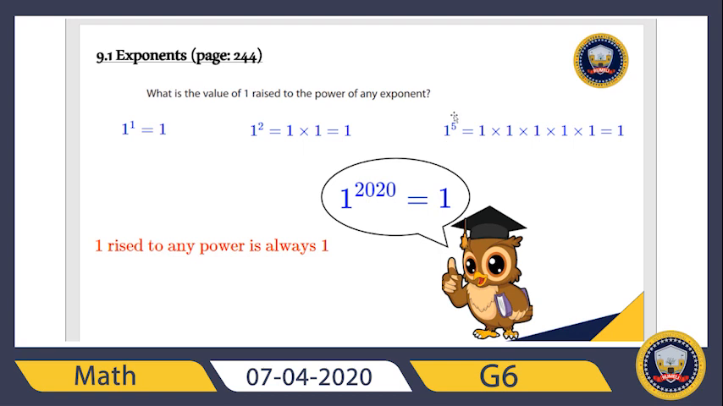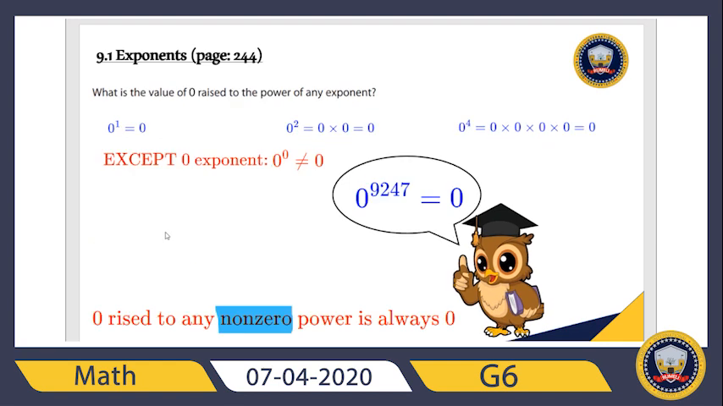Now 1 to the power of 5, it is 1 multiplied 5 times here, which is always equal to 1. So 1 raised to any power is always 1. For example, 1 to the power of 2020 is equal to 1. Any number that you have given here, if your base is 1, then this number is always equal to 1. Let's finish up with this question.